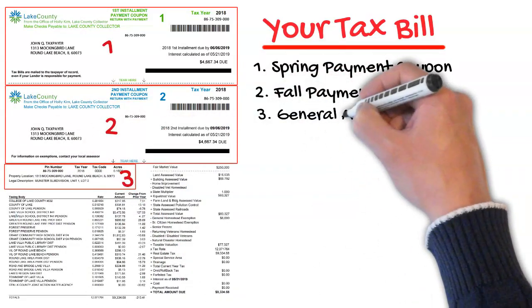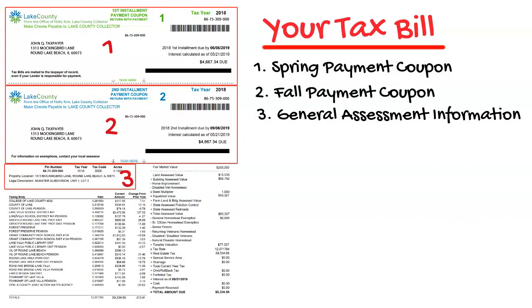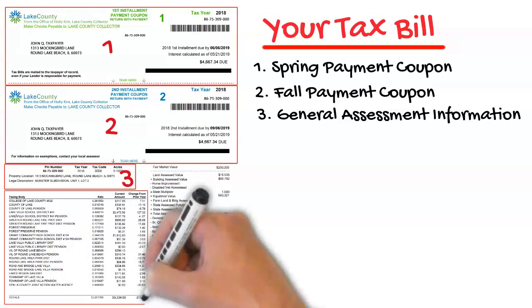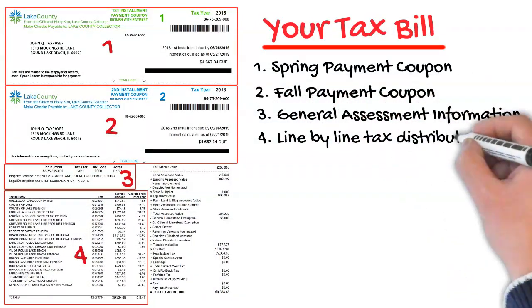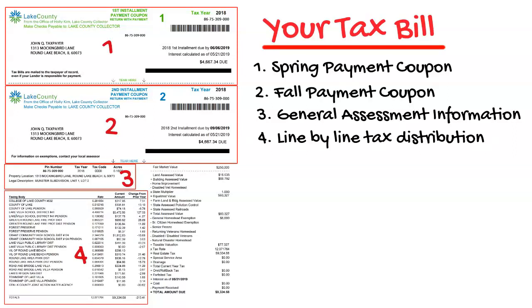The third component contains some very basic assessment information that identifies the property. This includes the parcel identification number, tax year, tax code, lot size, address, and legal description of your property. The legal description is the technical legal address of your property. The fourth component is a list of all the taxing districts that you belong to. This is where you find out how your tax dollars are distributed. We will go deeper into this section and exactly what it means on a future video.